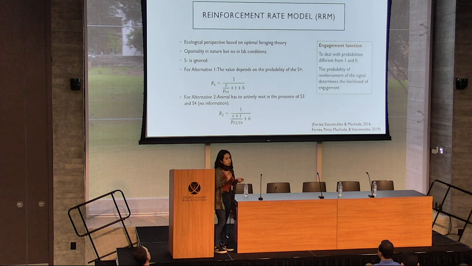Another thing that the model assumes in a later version is what they call an engagement function, which is basically to deal with situations in which you don't have a perfect correlation. We said that the zero is ignored, but what happens when I get one trial that is reinforced? Is that actually a zero? At which moment do I decide that this is not a zero anymore and this is actually a reinforced alternative? To deal with that, they say that the probability of reinforcement of the signal determines the likelihood of engagement. So if I have a higher probability of getting food after I see a signal, it's more likely that I'm going to get engaged, pay attention and learn about it, okay?